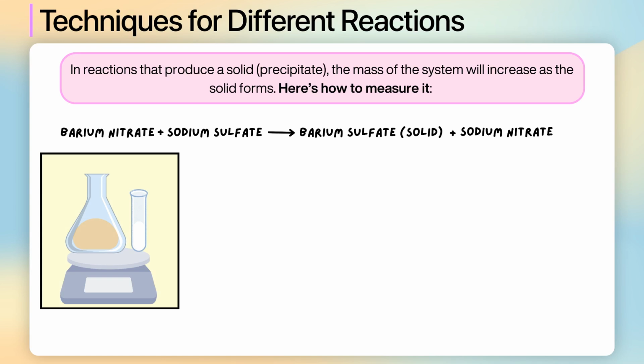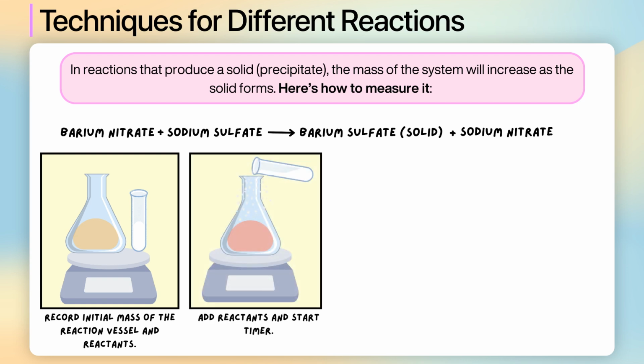Place a conical flask or beaker on the balance and record the initial mass of the reaction vessel, along with the solution reactants. Next, add the reactants, for example, barium nitrate and sodium sulfate, and begin timing immediately. Start the timer the moment the solutions are combined to accurately track the reaction's progress.